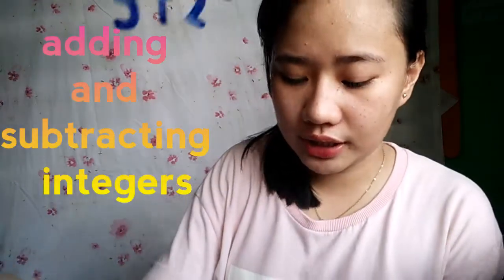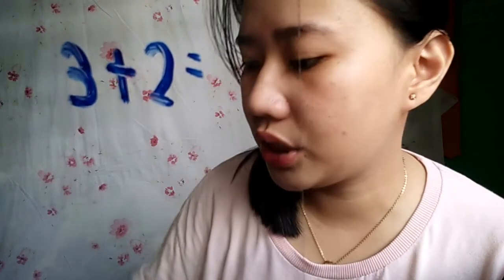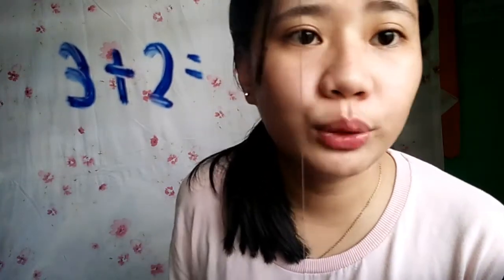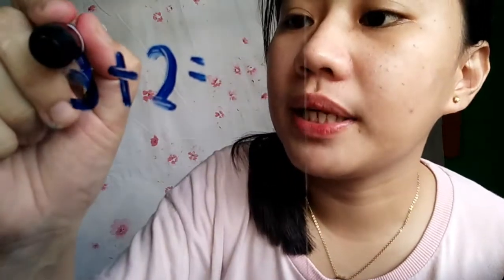As a continuation to the previous discussion on algebra, I will now present how I deal with the addition and subtraction of positive and negative integers. Let us start first with this example, 3 plus 2. Of course, we all know that it is 5 because this is positive, right?